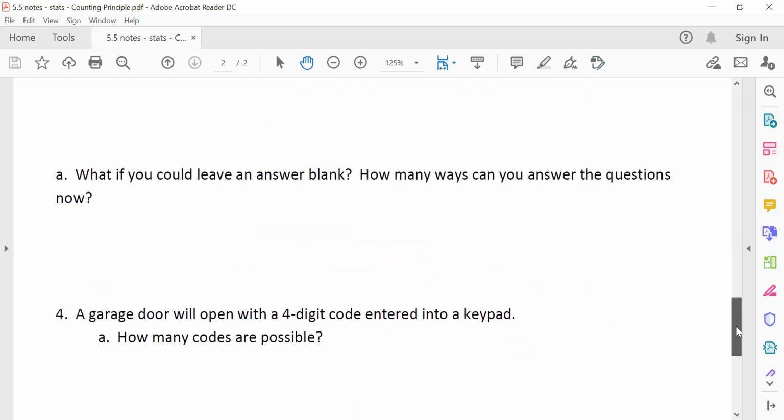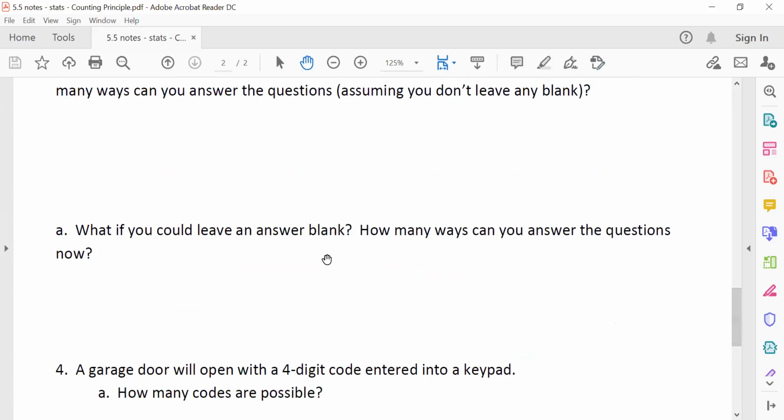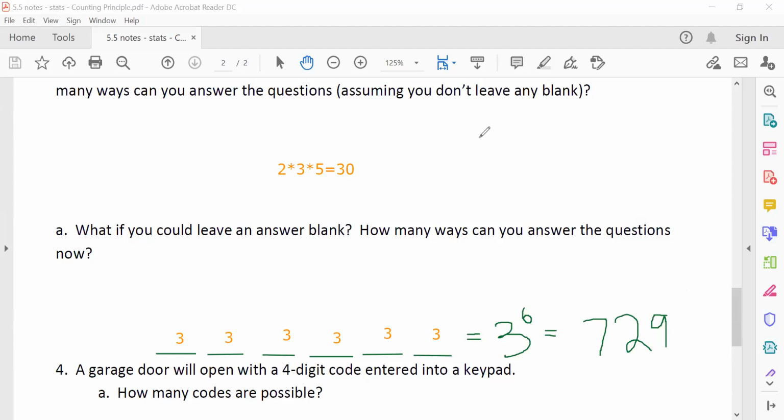So this is creating some pretty interesting questions. What if you could leave an answer blank? So what if you just leave some of them blank? That one's actually kind of interesting. If you could leave some of them blank, then actually on each question, you have 4 possibilities. One of the 3 answers or the 4th possibility, which is to leave it blank. So in that case, you actually have 4s across the board. You have 4 in each case.